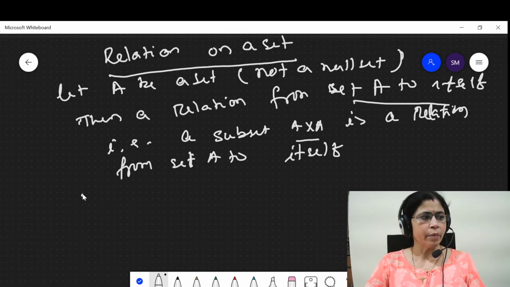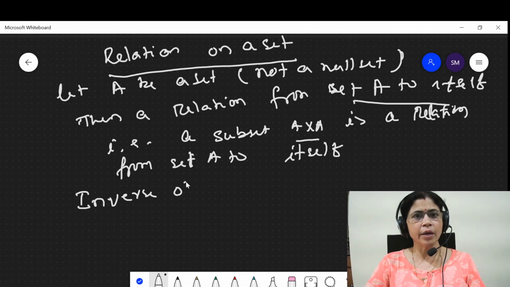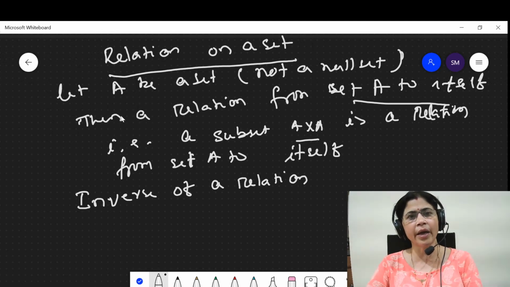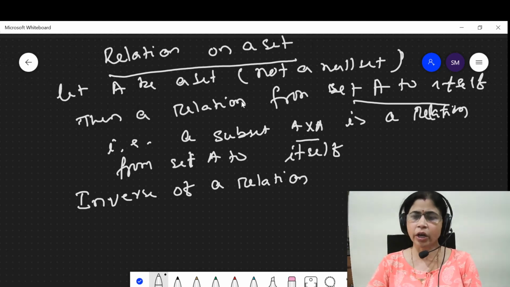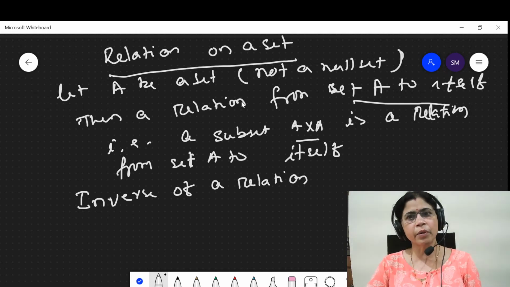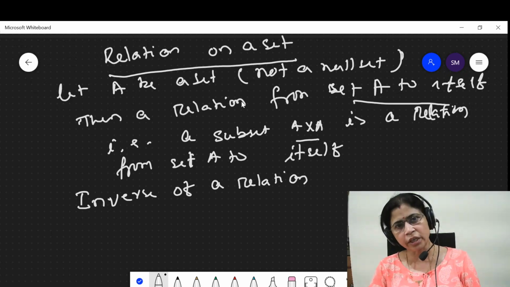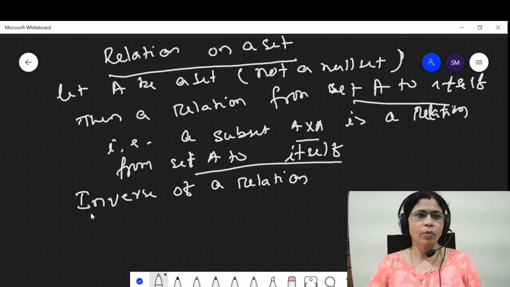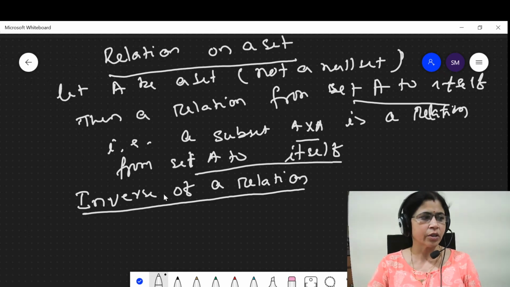Then what do you mean by inverse of a relation? Inverse, this is the relation on a set. If A be a set which is not a null set, means some elements belong to set A, then R is a relation from set A to itself. This is a subset of A cross A. What do you mean by inverse of a relation?